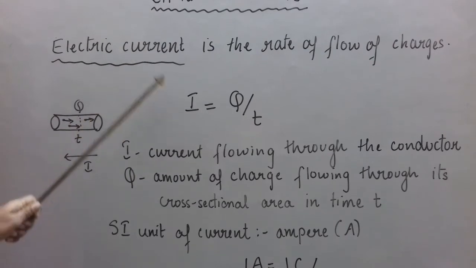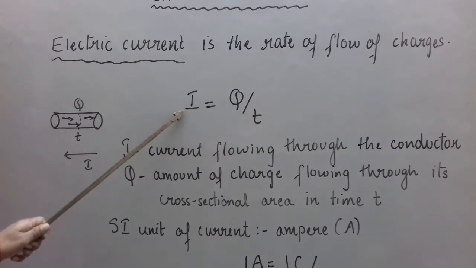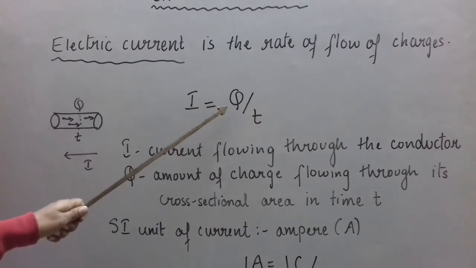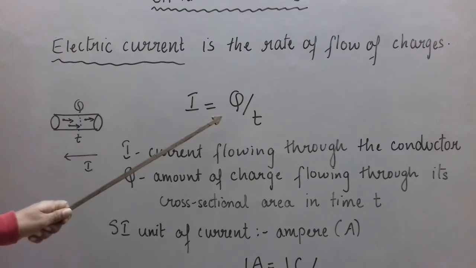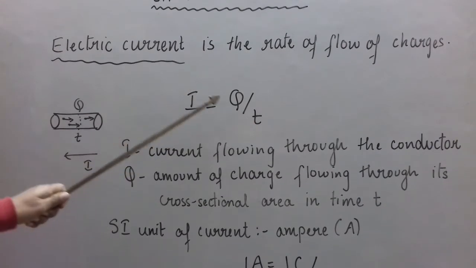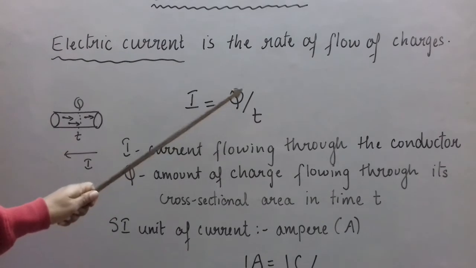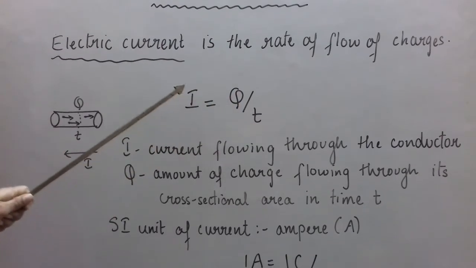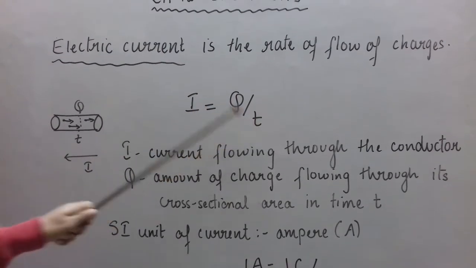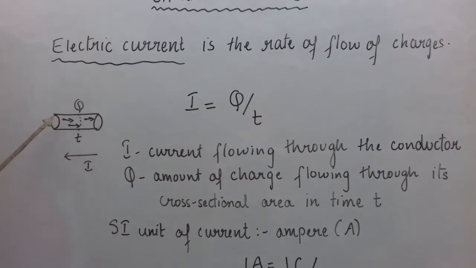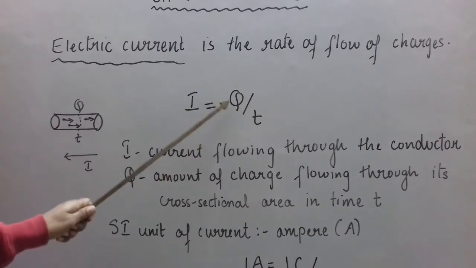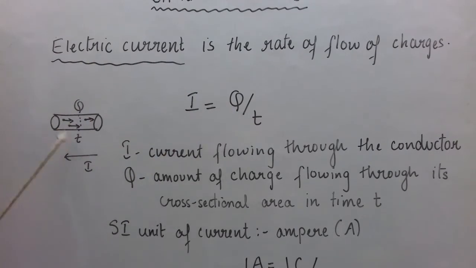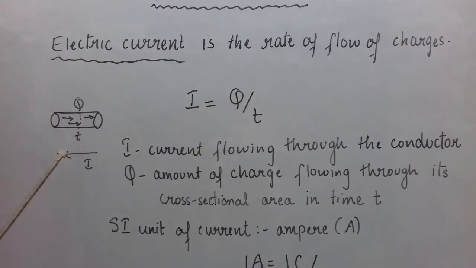Electric current is represented by capital I, and if I denote capital Q as the amount of charge, it is used in your NCERT textbook, otherwise small q can also be used. So if Q is the amount of charge that flows through the conductor or through the cross section of the conductor in time t, then what is Q upon T? Amount of charge that flows through the conductor or cross section of the conductor in unit time, and it is nothing but rate of flow of charges.